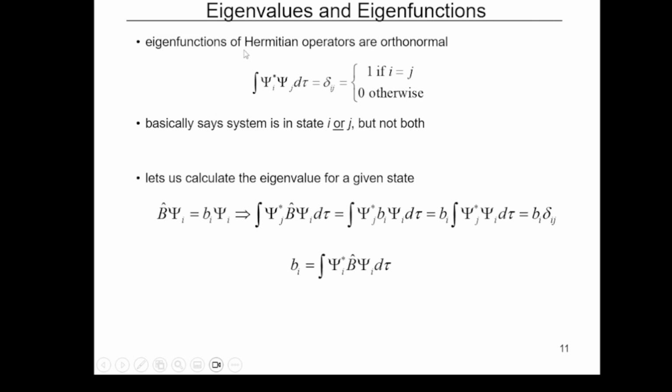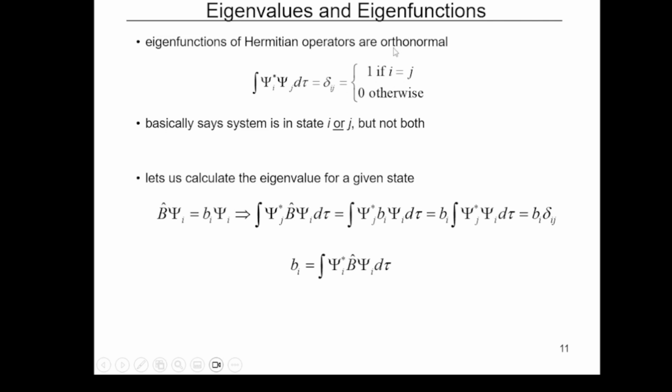The eigenfunctions of a Hermitian operator are orthonormal. Orthonormal means if you have two different wave functions, like i or j here, wave function psi j and its conjugate wave function psi i star, and if it is integrated over d tau, it gives this delta value. If i is equal to j, then it should be equal to 1, and if i is not equal to j, it is 0. So that is known as orthonormality.